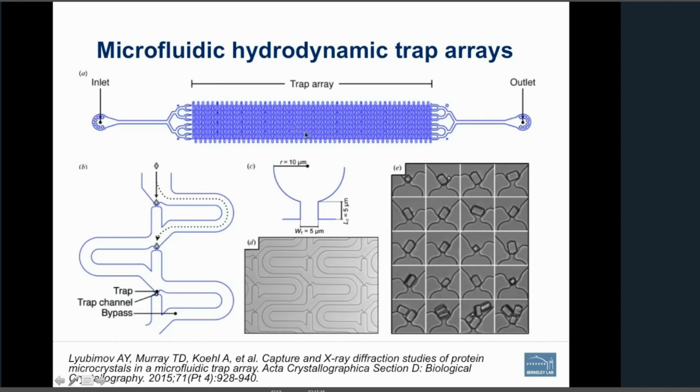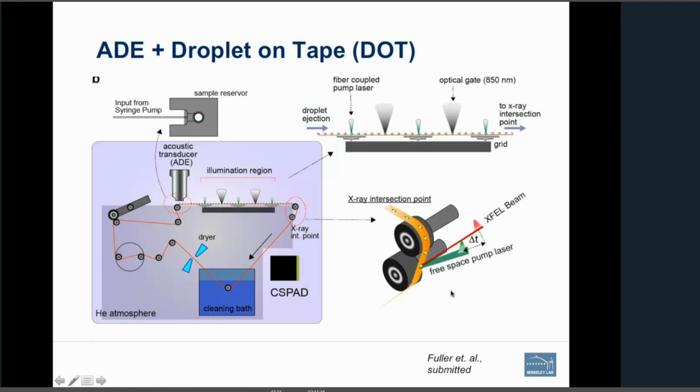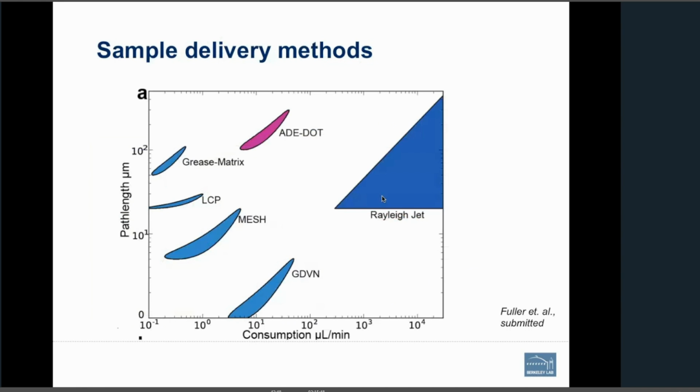We've had groups investigate microfluidic hydrodynamic traps, where you have these microfluidic arrays which trap individual crystals at known points, and then you raster through those. And finally, our most recent work is done using acoustic droplet injectors, where an acoustic transducer bounces crystals using sound waves onto a tape, and the tape translates through a pump region where it can be excited by other lasers or other devices before it enters an X-ray interaction region. And this lets us do time domain experiments.